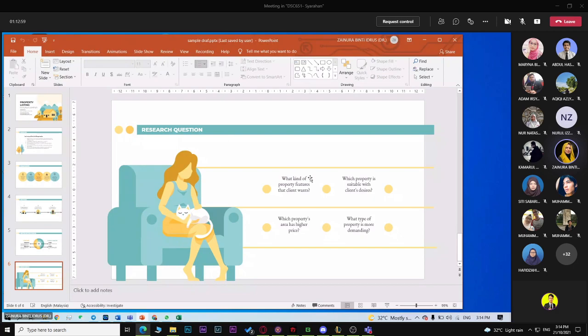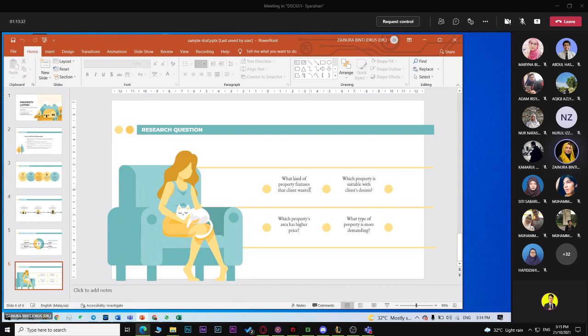So this research question is actually for chapter 2. For chapter 2, but I also want you to find a research question so that you are clear what question you want to answer with your findings. You have patterns, your pattern will find what answer. So for example here, what kind of property feature do clients want? Then from your graph, you realize that they want for youngsters this kind of feature. For elderly, they want a single story house.